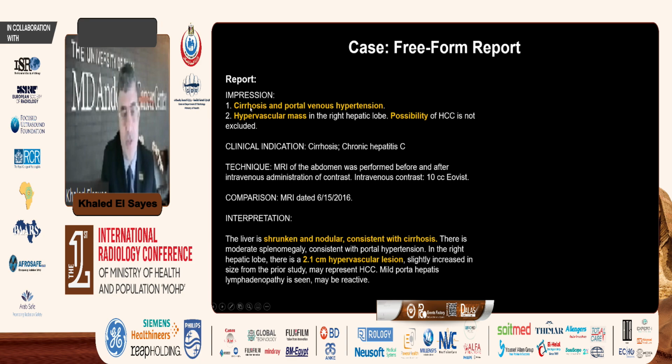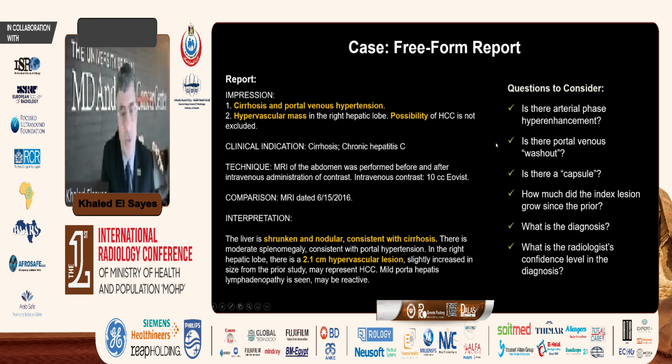And this is, for example, here, the radiologist saying that there is cirrhosis, portal hypertension, hypervascular mass in the right hepatic lobe, a possibility of HCC is not excluded. What is our non-radiologist colleague going to benefit from this? Nothing, actually, because you're not telling them what you're thinking about.